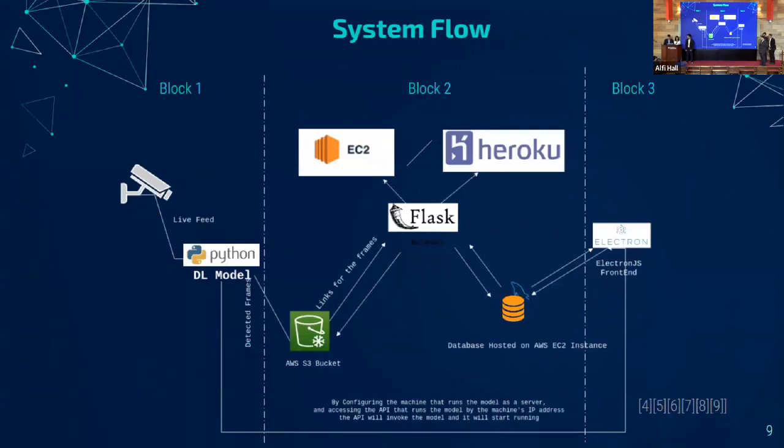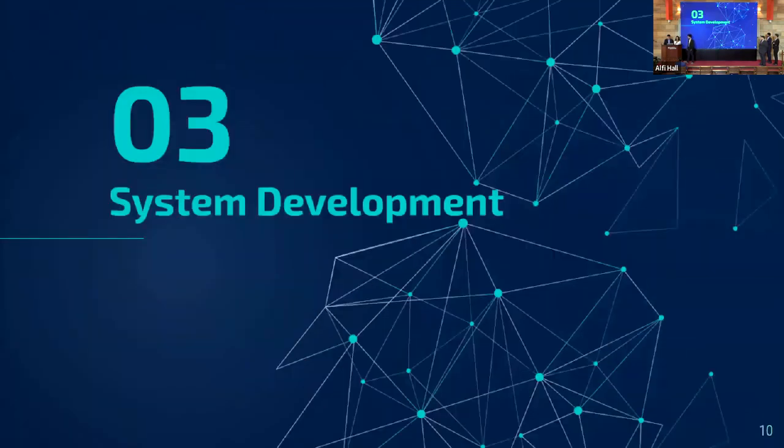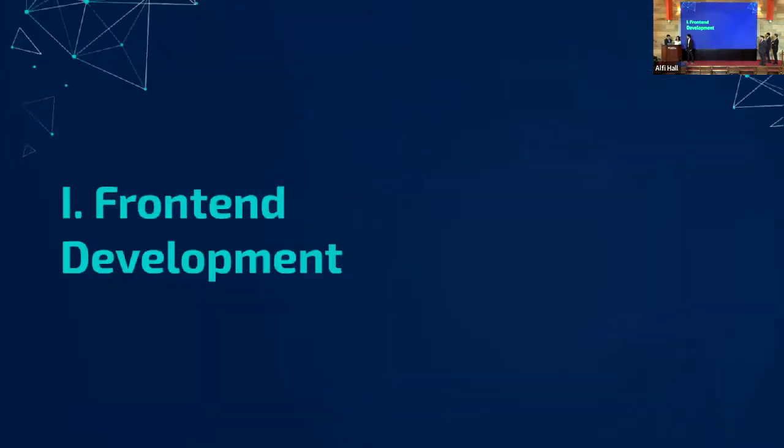We divide our system mainly into 3 blocks. The first one is the hardware setup and the deep learning model. And the second one is the back end. And here we have 2 servers. The first one is EC2 and the secondary one is Heroku. And then they are connected to the database. And the last block is the front end developed with Electron.js. And now I'll leave you with Yusuf, who'll talk about the front end.